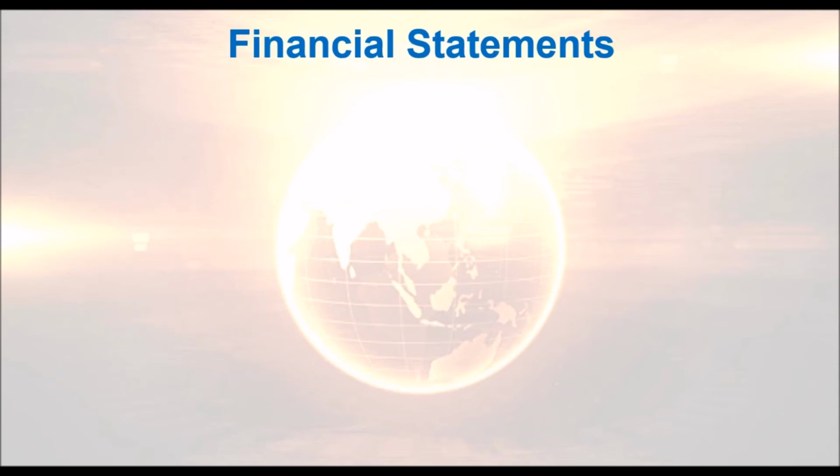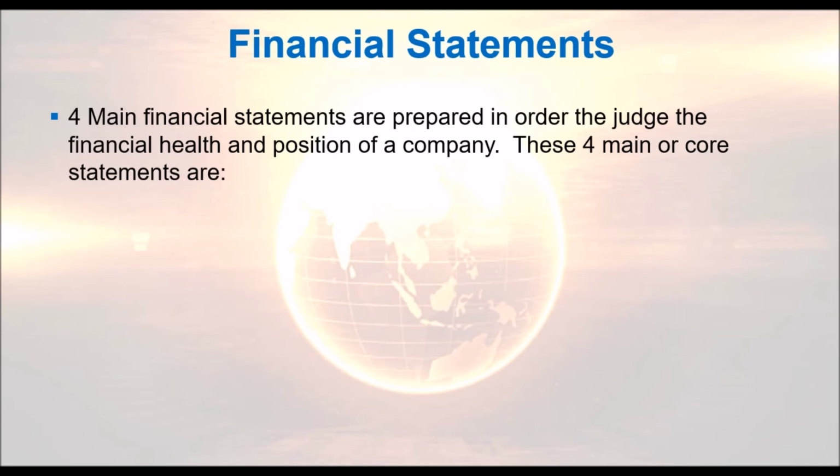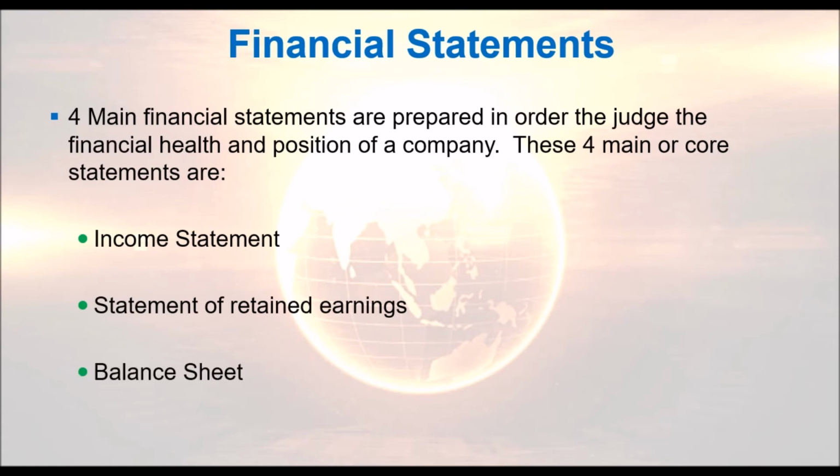Now, let's look at the financial statements. That was the third topic of this video. Now, we mentioned there were four kinds of statements. Four main financial statements that are prepared when you want to look at the financial health or the financial position of a company. These four core statements are the income statement, the statement of retained earnings, the balance sheet, and the statement of cash flow. Now what we'll do is go through each of them and try to understand what they are about and how they work.